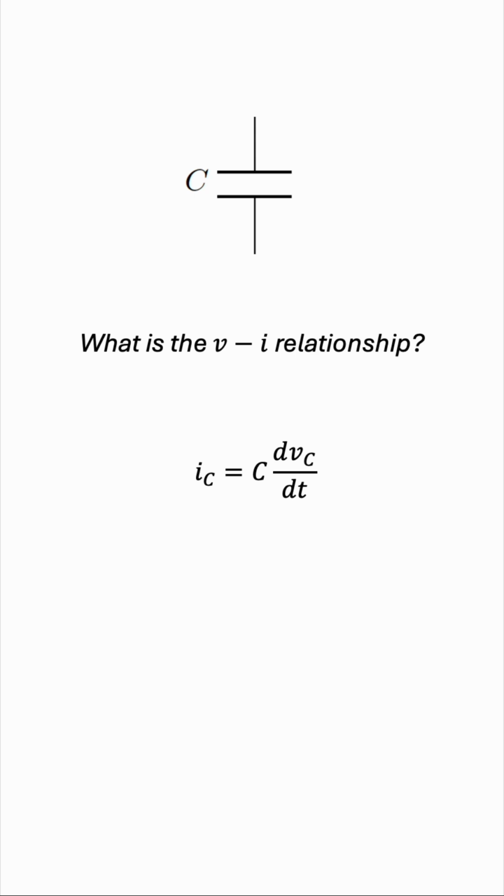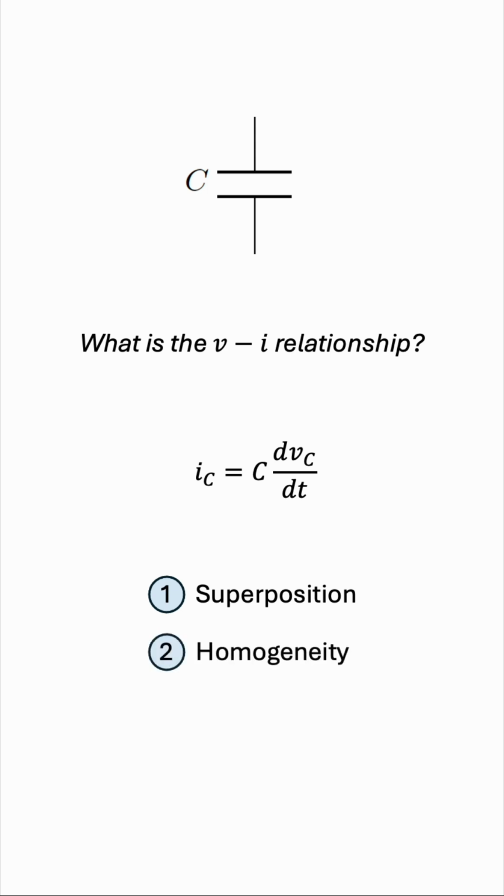The first one is superposition. For a sum of voltages, the current should be the sum of the individual currents due to each voltage alone. The second condition is homogeneity, meaning that if we scale the voltage by a constant factor, then the current must be scaled by the same factor.